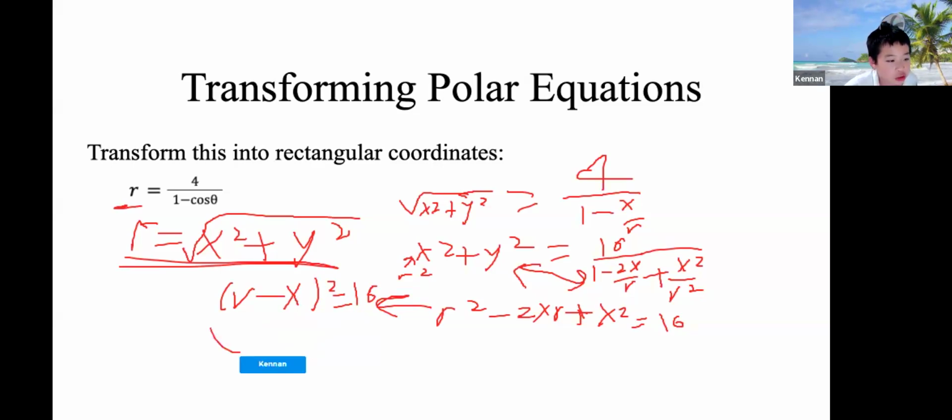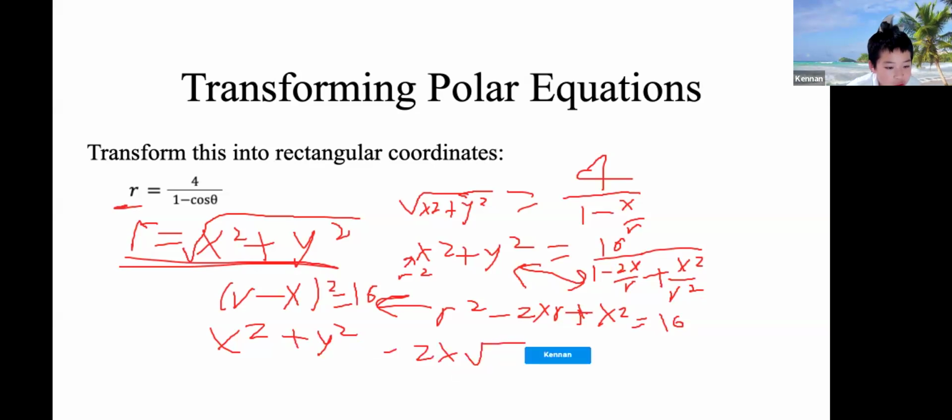No, I'll just turn this into rectangular coordinates. So this is x squared plus y squared minus 2x squared. Wait. All right, so we get this equation.